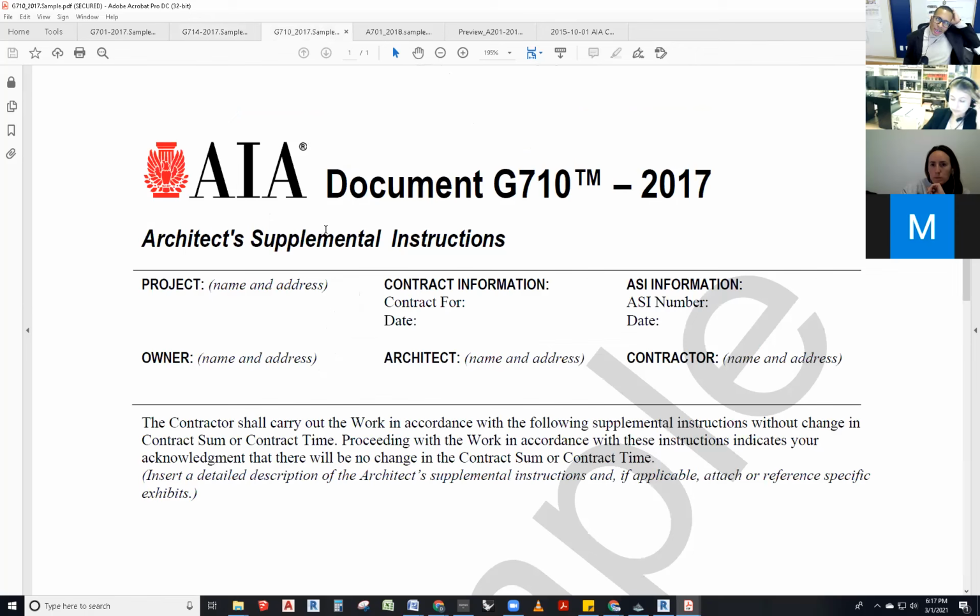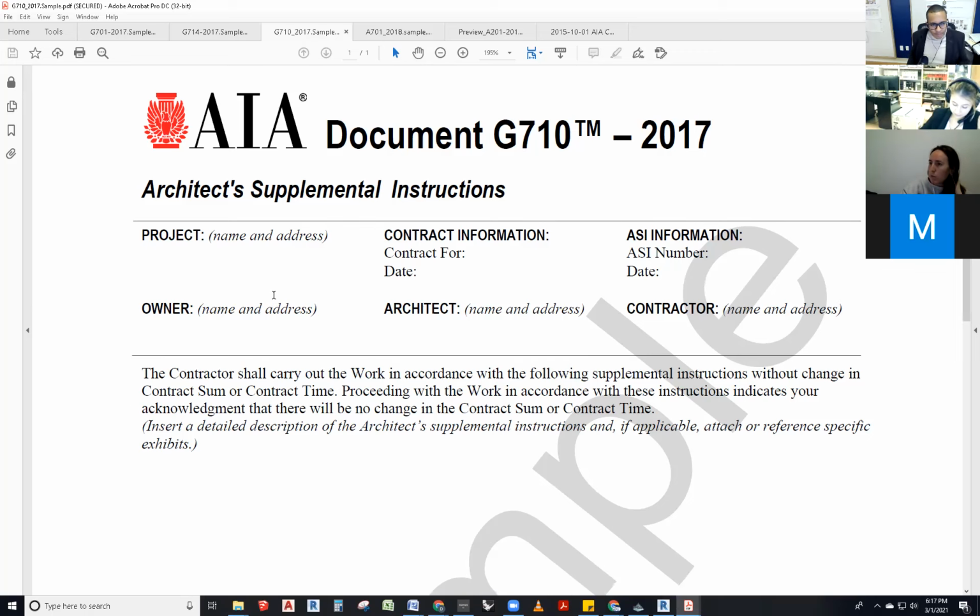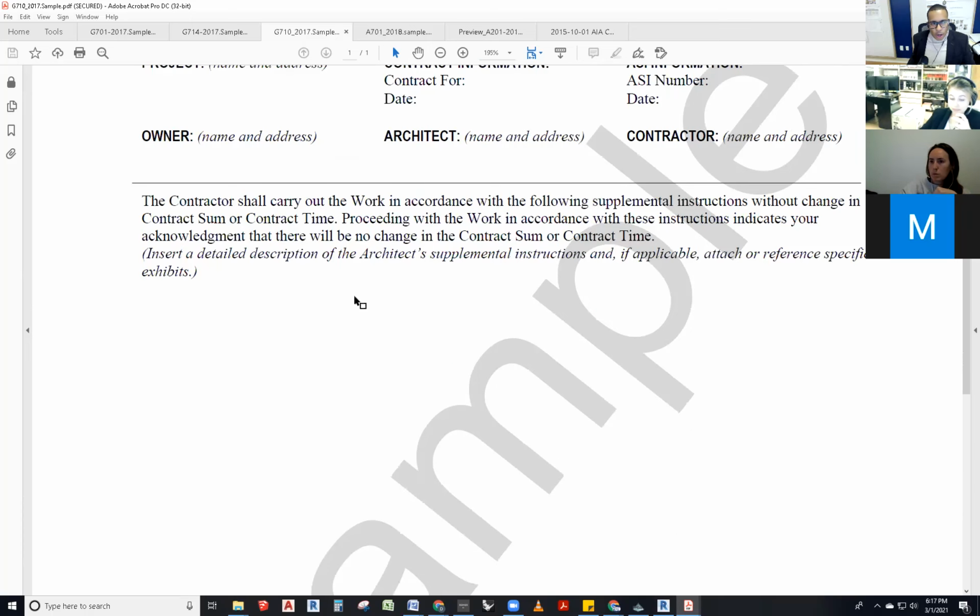Then we get this other change. It's not technically a change because it doesn't change the contract sum and the contract time. That's why it's called an architect supplemental instruction. And it is a change that doesn't have any cost or time implications to it. If the architect says that wall is going to be painted blue, and the drawings say that it was going to be painted red, and the cost of red paint versus blue paint is the same, and the owner has no issues with it, the contractor shall just paint the blue, and here's how you paint the blue.